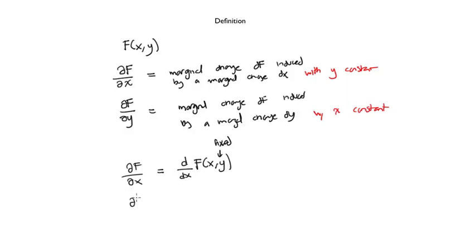And similarly, for the partial of f with respect to y, think of it as defining a function f of x, y with x fixed, and you just take the derivative with respect to y. Notice what this means in practice. When you're taking the partial derivative of f with respect to x, you hold y constant, and when you take the partial of f with respect to y, you hold x constant. You treat it as a constant.